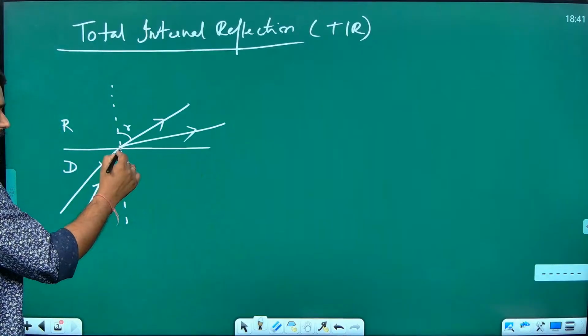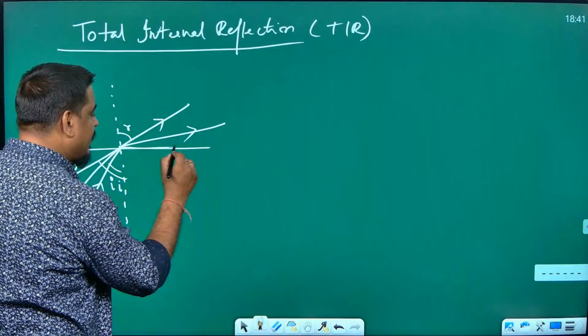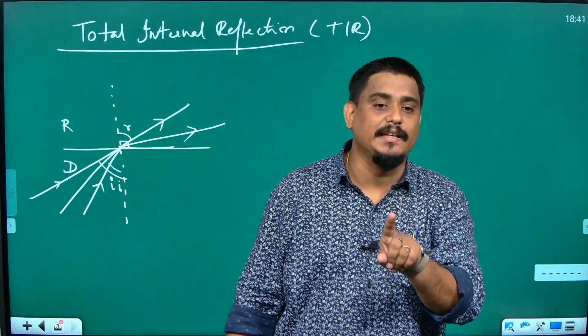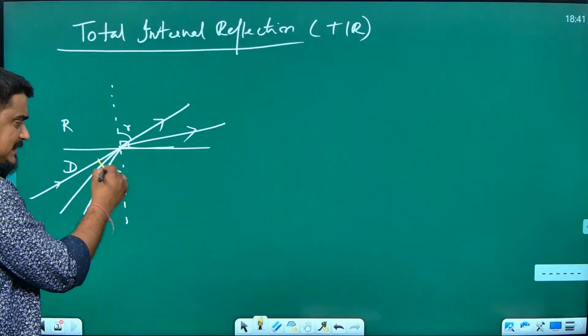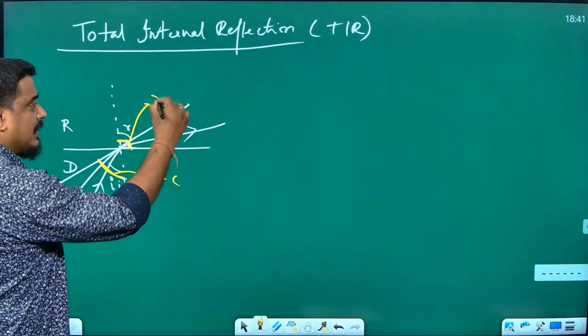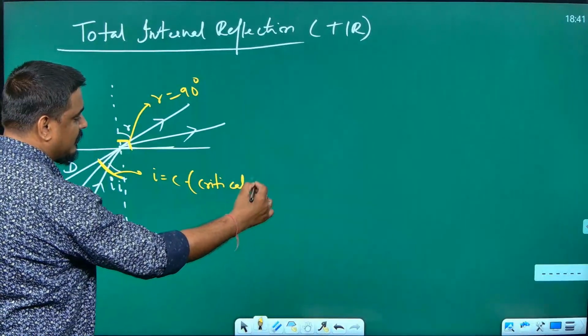Like that, if I increase, for a particular value of angle of incidence, the angle of refraction may become 90 degrees also. We increased, it also increased. Further increased, further increased. We made a particular value of angle of incidence for which the angle of refraction became 90 degrees. This angle is called what angle? Critical angle. This angle of incidence for which the angle of refraction becomes 90 degrees is called the critical angle.